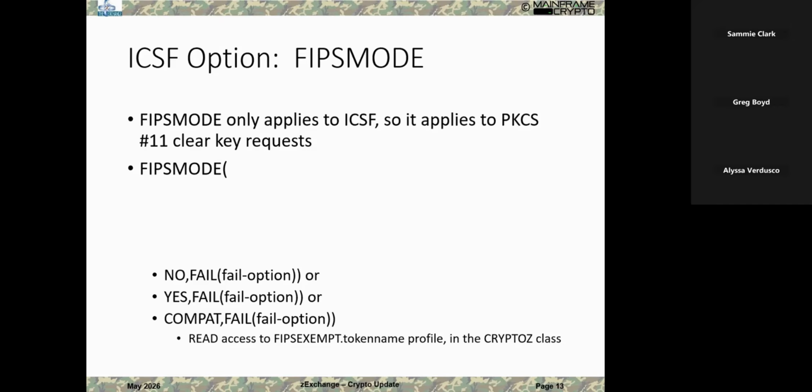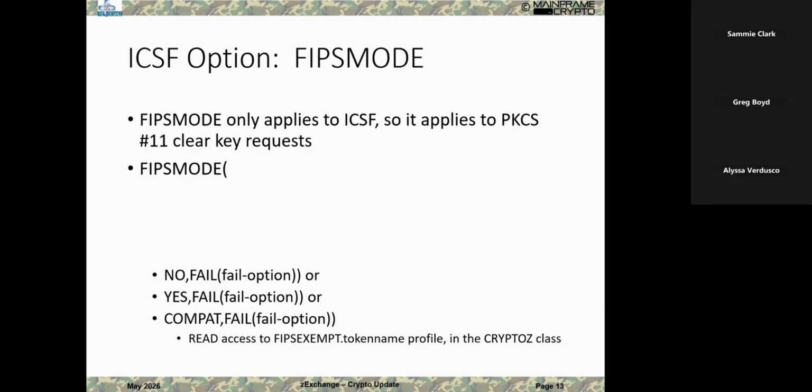FIPS yes, fail yes says, that's a serious problem if I can't do, or I'm sorry, only AES encryption. If that should fail, I want the ICSF address space to fail. Alternatively, you could say fail no, which says, if the known answer tests were not successful, go ahead and bring up ICSF, let it come up, and I want to be able to do other operations. I've got other production work that needs to run.